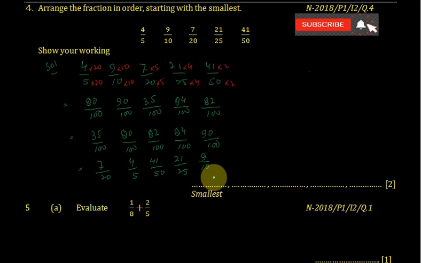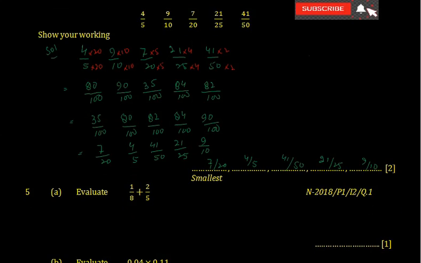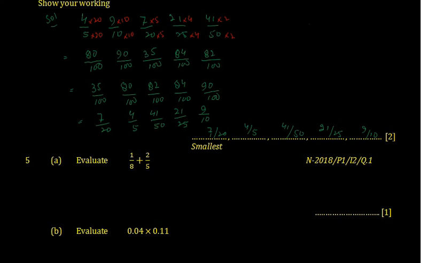Now the smallest is 7 upon 20, and then 4 upon 5, 41 upon 50, 21 upon 25, and finally 9 upon 10. So these numbers are arranged in ascending order as required.